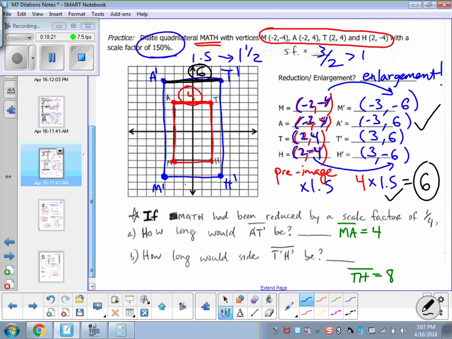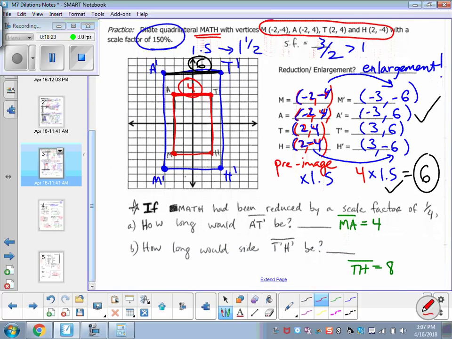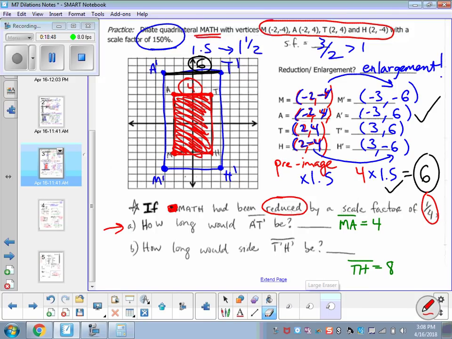Now we're going to use this same red pre-image. Same red pre-image. But instead of enlarging it, I'm going to suggest that it had been reduced by a scale factor of 1/4. My first question then is, how long would side A prime T prime be?